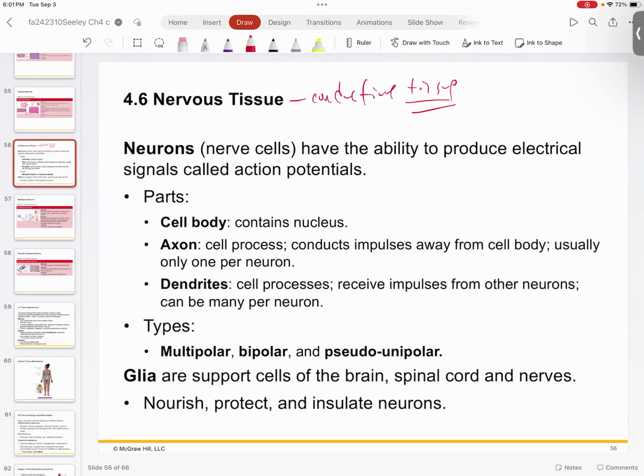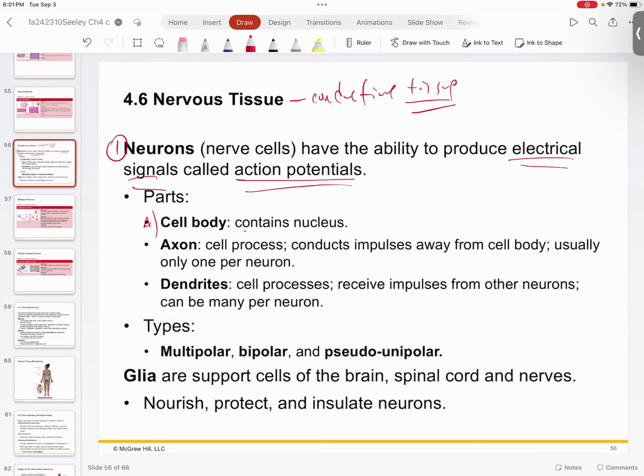So there's a couple of components to nervous tissue. When you take a look at nervous tissue, you have the neurons, number one, of course. These are the ones that have the ability to produce electrical signals called action potentials, which we'll talk a lot about in the neurophysiology chapter. And in the neurons, you have a couple of major parts.